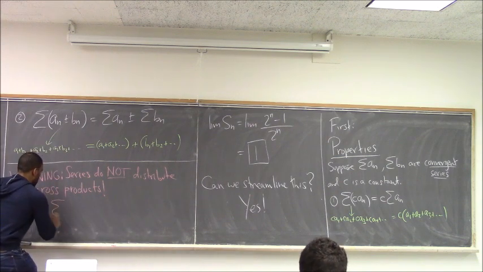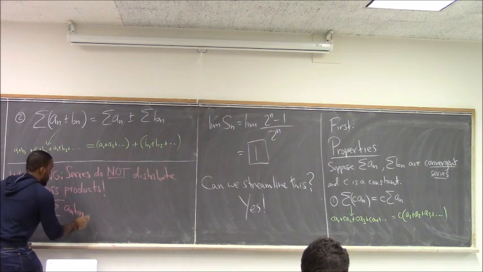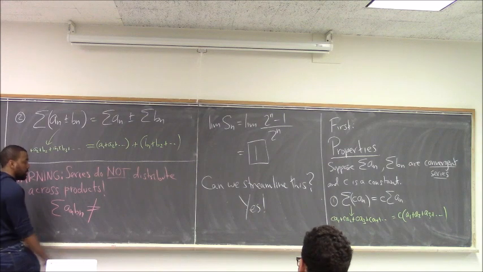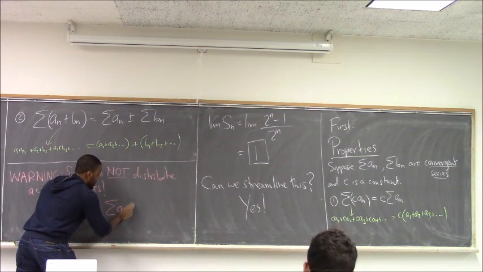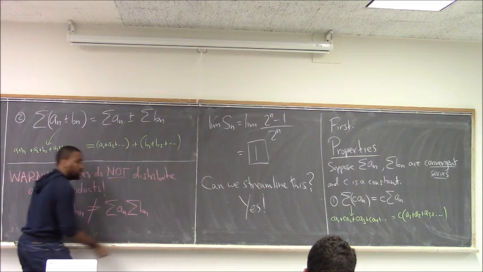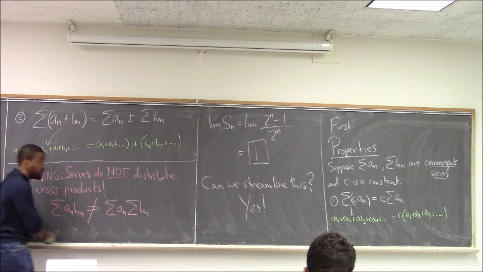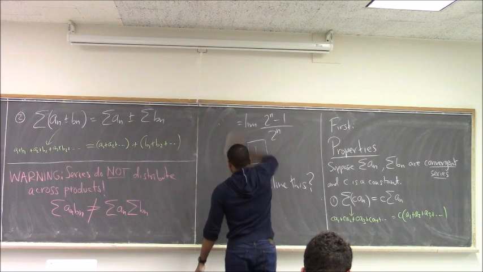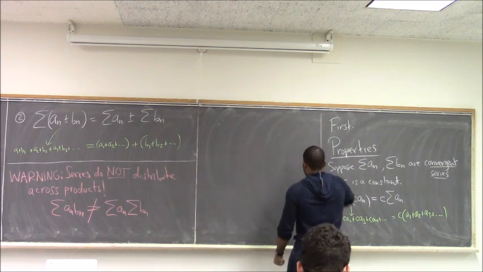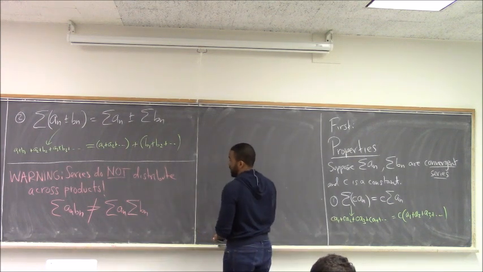So if I have the series of AN times BN, it is not the same as the series of AN times the series of BN. Very different things. You cannot actually distribute sigmas. Now, how can you see that?